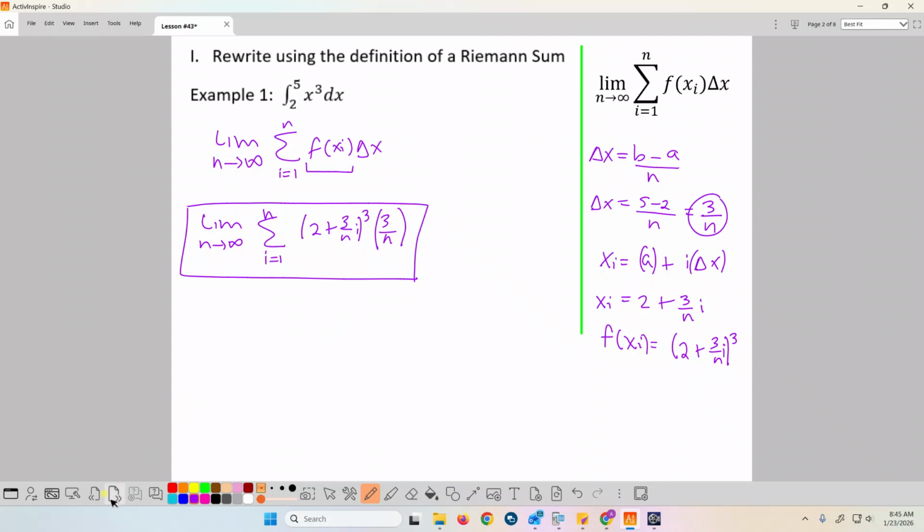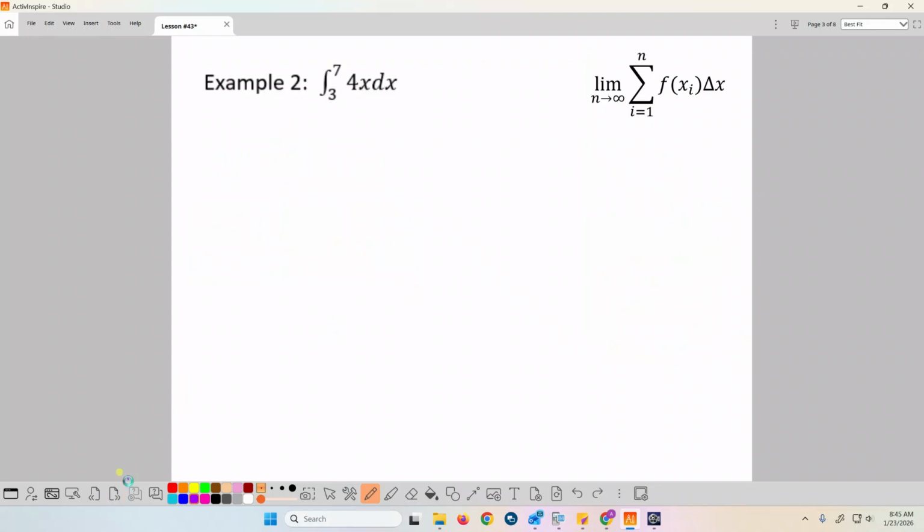Okay. All right, let's take a look at another example. This one is 4x, right? Definite integral of 4x from 3 to 7. So kind of the same thing here, right? Let's start by finding the base, delta x, right? Okay, so we know that that's b minus a over n. And that's going to give us 4 over n.